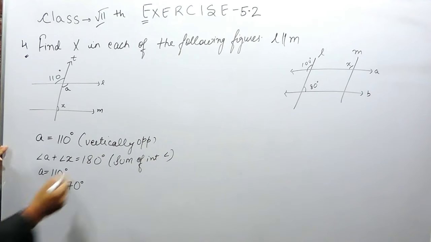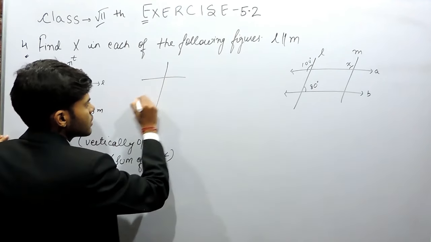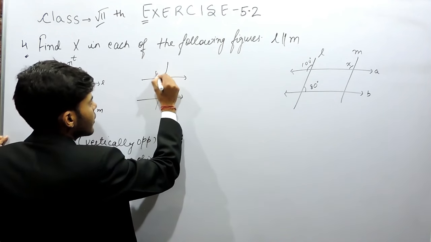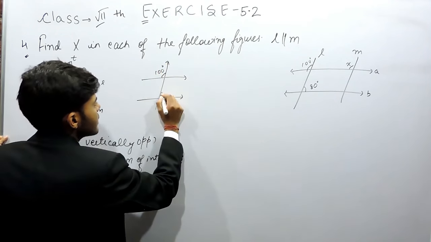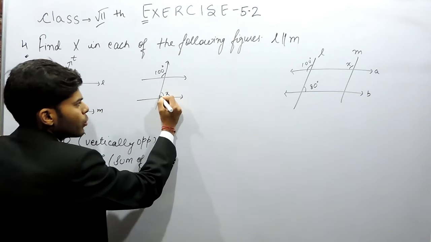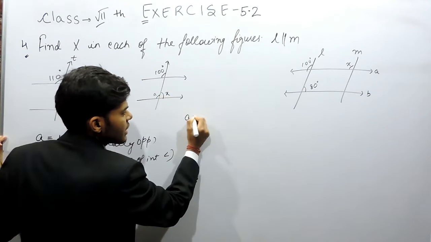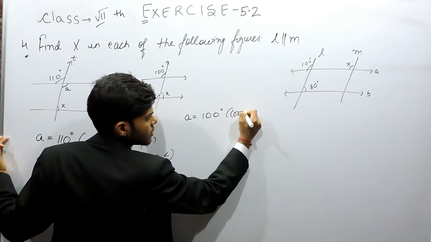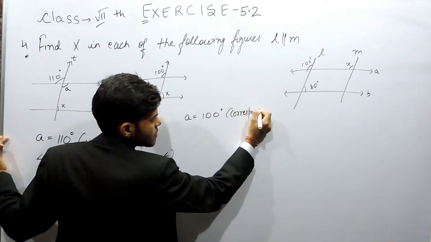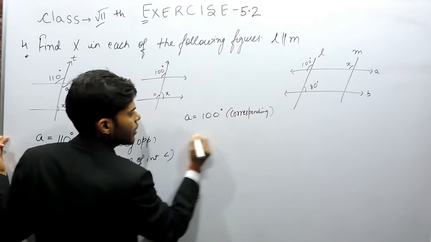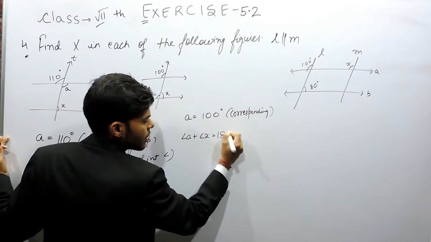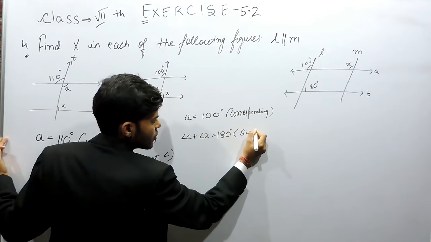Or what you can do is, supposingly, this is the figure. This is 100 degrees. This is X. You can suppose this angle to be A. So A is equals to 100 degrees because of corresponding angle. And now angle A plus angle X is equals to 180 degrees, sum of angles on a straight line.